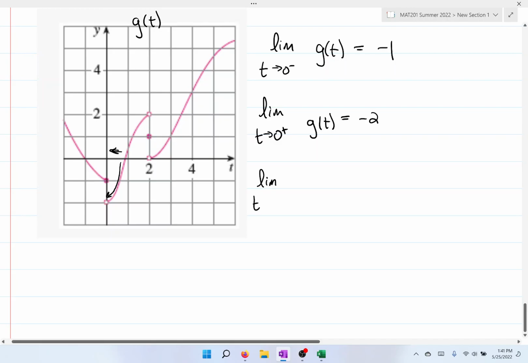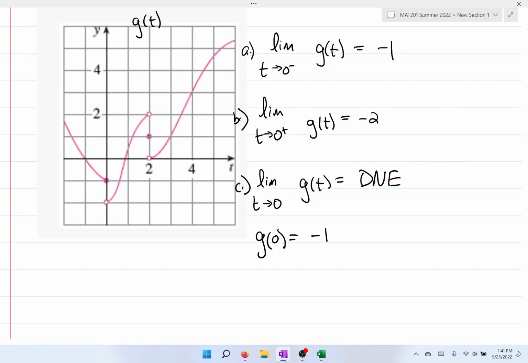So then finally, what is the limit as t approaches 0 of g of t? Well, that's going to be does not exist, and that's because the left and the right-hand sides do not equal each other. Okay? Now, the next question would be, what is g of 0? g of 0 equals negative 1. So let's not get confused with this, okay? The first three questions, which I'll label A, B, and C respectively, are all limit questions. So you're not actually at the value of 0. You are approaching the value of 0.